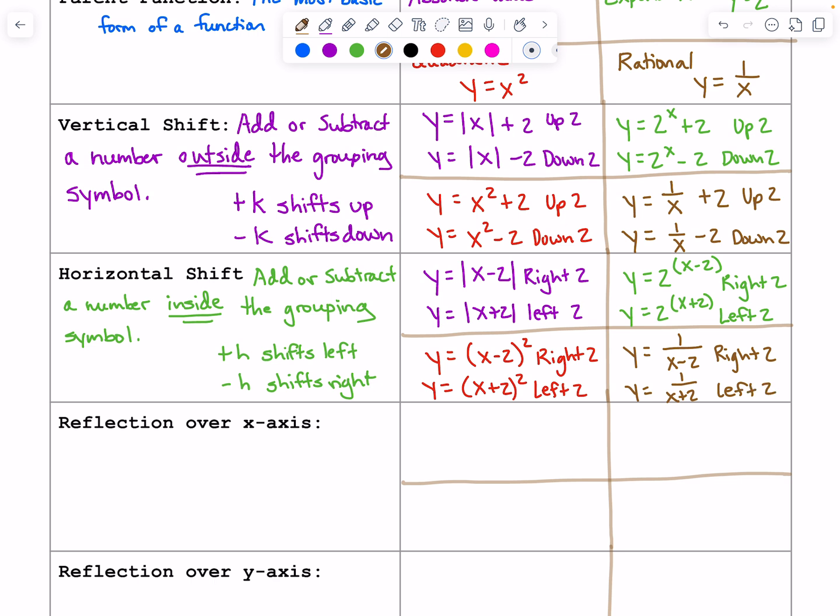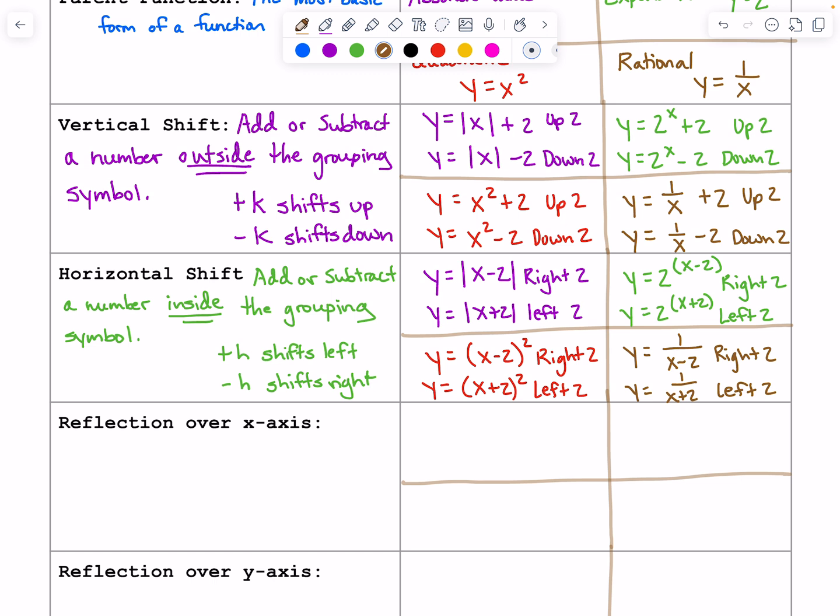So notice, in each of those, the grouping symbol changes. But if the number is inside the grouping symbol, it makes it shift left or right, depending on the sign. And the sign is kind of opposite of what we think. When it's positive, it goes left, and when it's negative, it goes right.